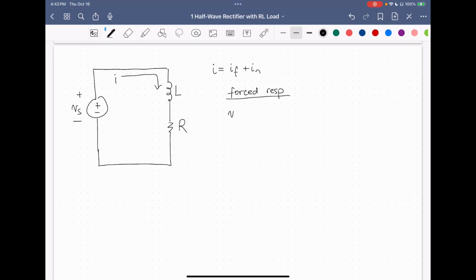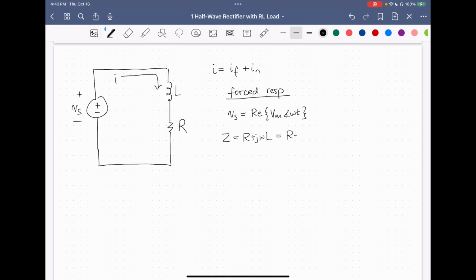So Vs, as you recall, is Vm sine omega t. So this is going to be equal to the real part of the phasor, and its phasor is just Vm angle omega t. And now we want to write the phasor form for the series impedance of the resistor and inductor. So let's call this Z. So Z equals R plus j omega L.